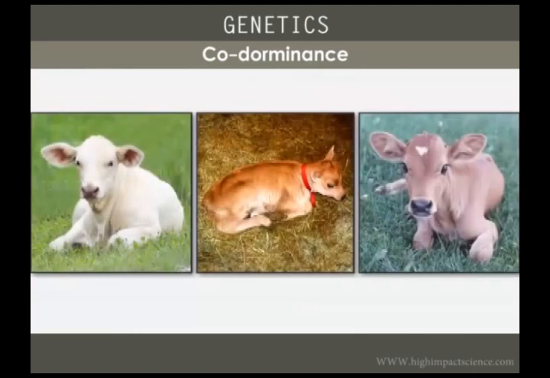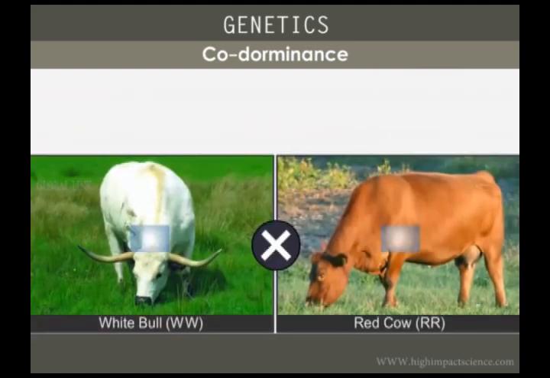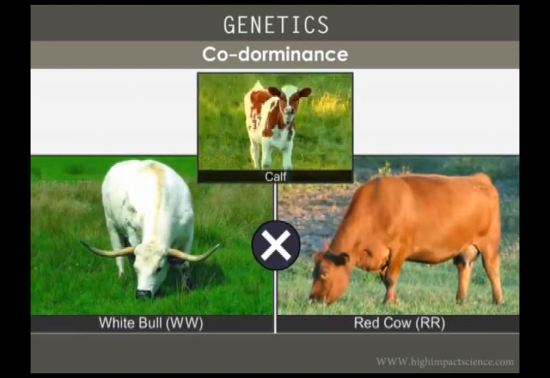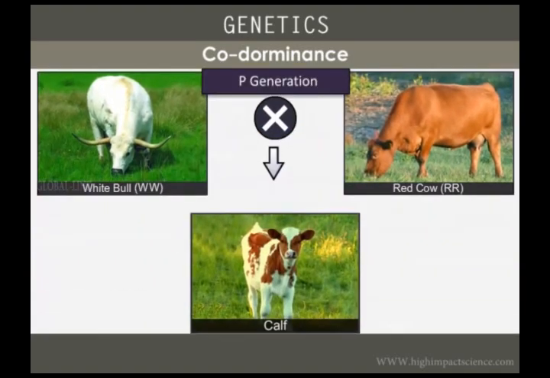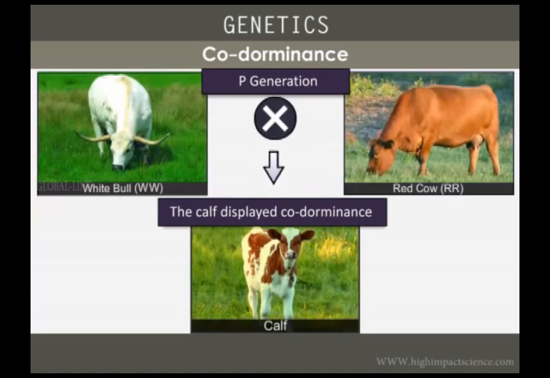Well, it is not white, red, nor a color in between. The calf's coat is a mixture of white and red hair. In this case, the F1 generation does not resemble either of the parents as in complete dominance, nor is it in between as in incomplete dominance. What the calf displayed was codominance.